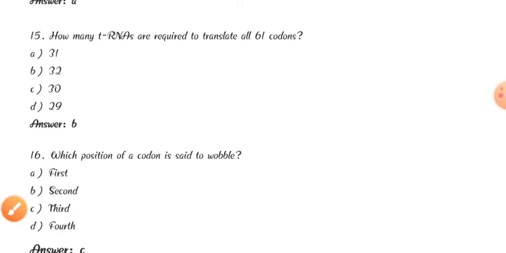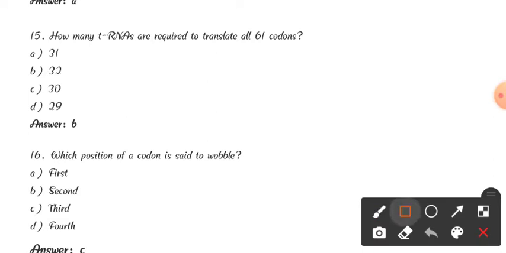Now question number 15. How many tRNAs are required to translate all 61 codons? Again I will repeat, how many tRNAs are required to translate all 61 codons? So option B, that is 32, should be the correct answer. Okay, 32 tRNAs are required to translate all the 61 codons.